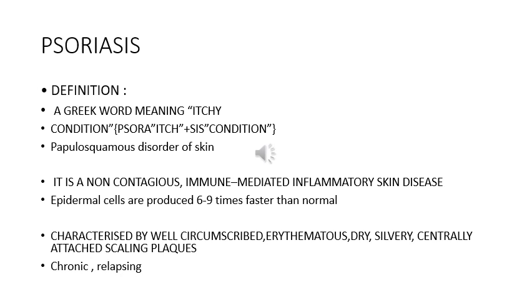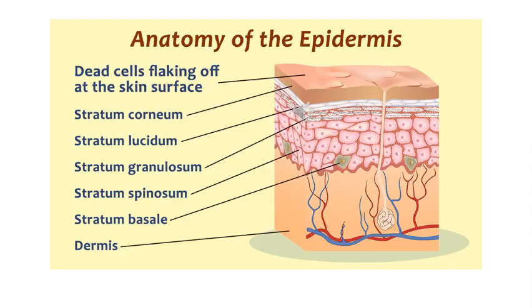It is characterized by well circumscribed lesions. How do the lesions look? They are well circumscribed, meaning well defined, erythematous, so redness will be present. Then they are dry, silver colored, and the scale is centrally attached to the skin, forming scaling plates. It's usually a chronic condition that goes on for a long time and relapses. Each relapse means it subsides in between and then relapses again. That is the character of psoriasis.